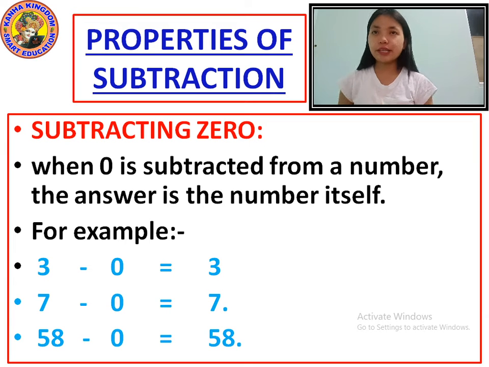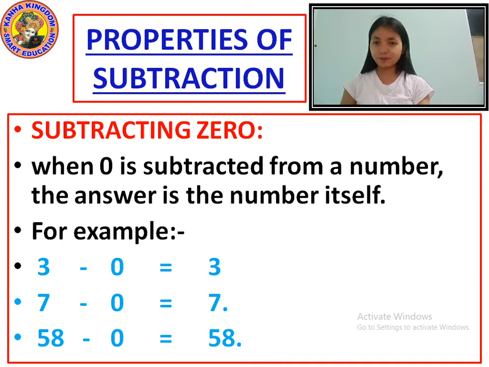Now we are going to learn about properties of subtraction. Okay, students, now we are going to learn about properties of subtraction. The first property of subtraction is subtracting 0. When 0 is subtracted from a number, the answer is the number itself.